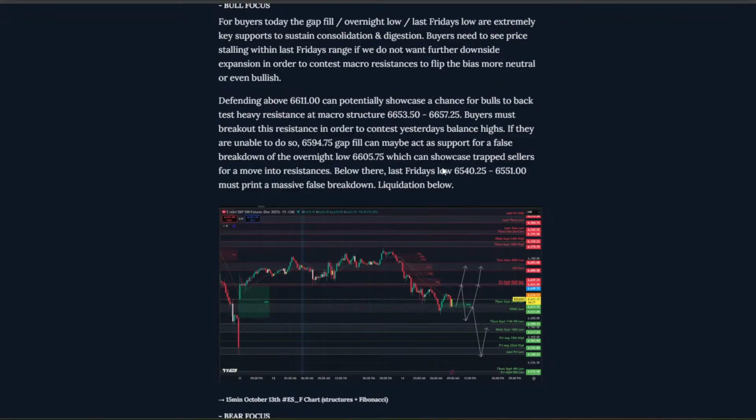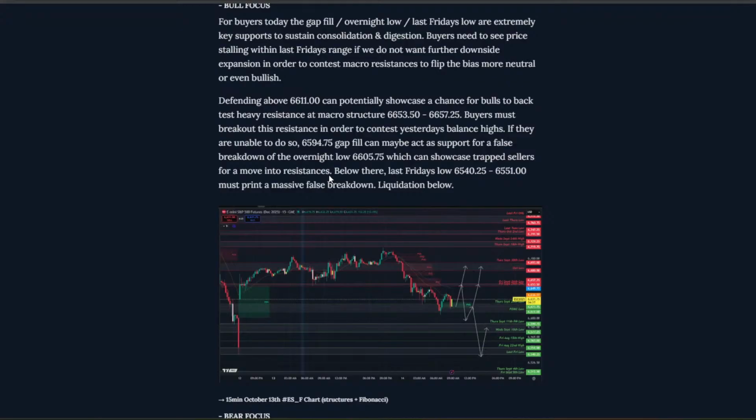So why am I highlighting that it can showcase trapped sellers for a move into resistance? Because again, we're going back to, are we going to be stuck in a range or are we going to trend? When we're stuck in a range, both sides get trapped back and forth, back and forth, back and forth as price action plays ping pong within the defined range.